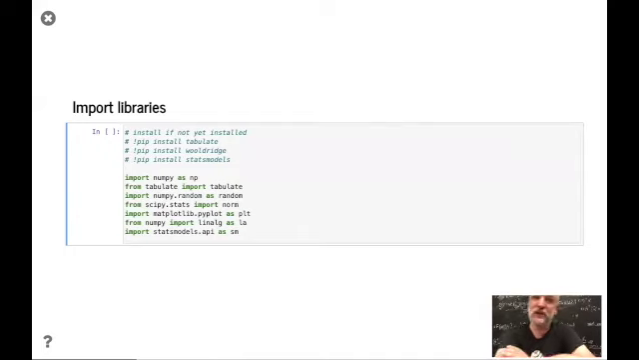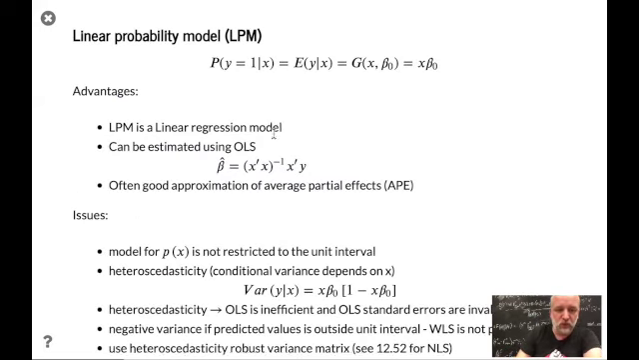So we're going to see if we can actually estimate this model, and first study some of the properties that we've been going through here. I'm going to illustrate that with a simulated example, and then afterwards we're going to see if we can estimate a linear probability model on some microdata.